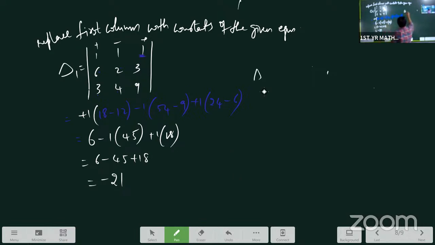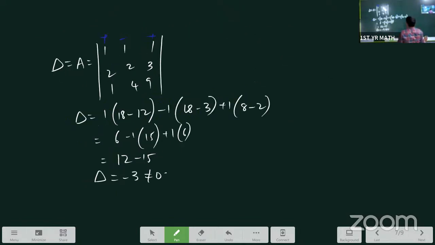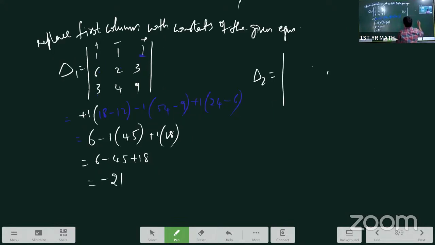See, now delta 2, here itself I will do. Now, that is nothing but what was your delta actually? So it is nothing but 121, 124, 132. So 121, you replace it with 121 delta 2 as it is 121 you will write, correct? Now second column will be replaced with your constants 1, 6, 3, next 1, 3, 9. Is it clear? So that is equal to plus 1 into 9 6 it is 54 again.